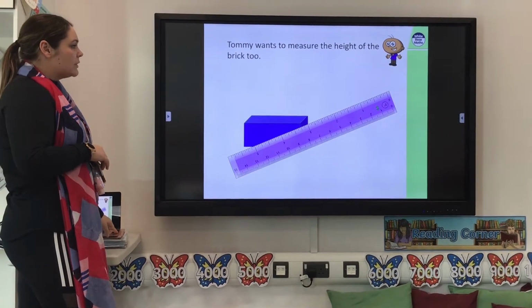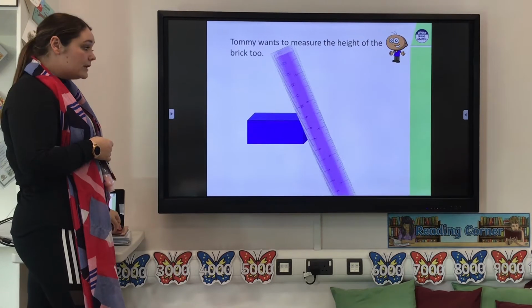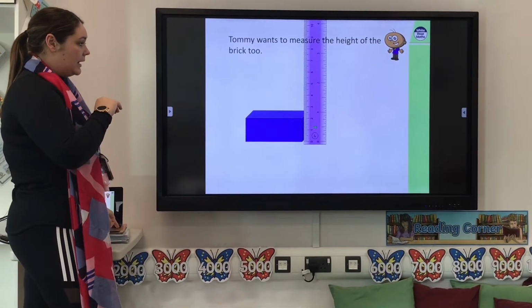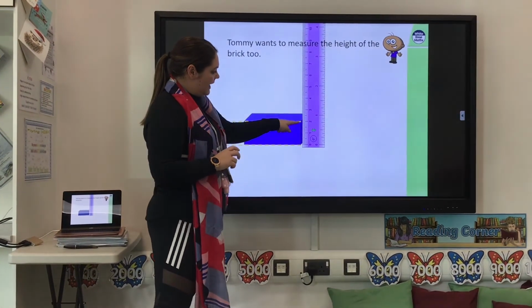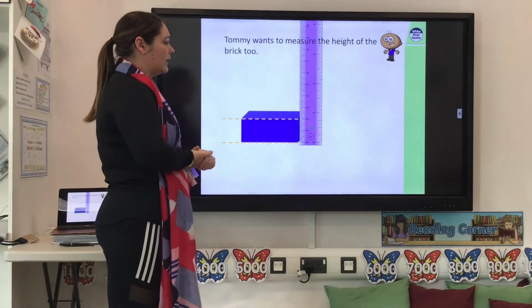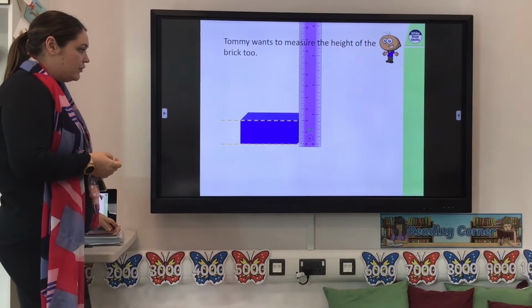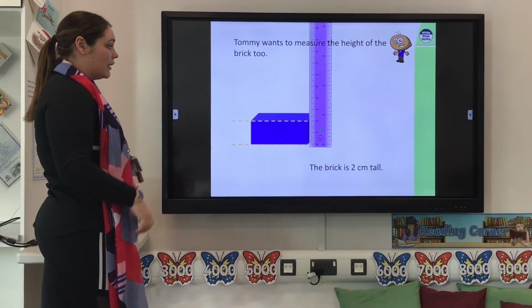Okay, Tommy now wants to measure the height of the brick too. So the same as before, you make sure you're on the centimetre side of the ruler, starting at the 0, and you're measuring from the 0 to the top. So have a look on here for me. How many centimetres high do you think the brick is? I'll give you a second now to think about that. I think it's 2 centimetres, let's check. Yeah, the brick is 2 centimetres tall. So well done if you got that right as well at home.